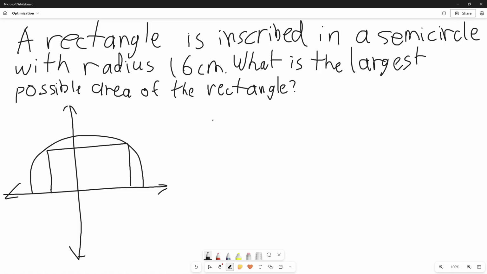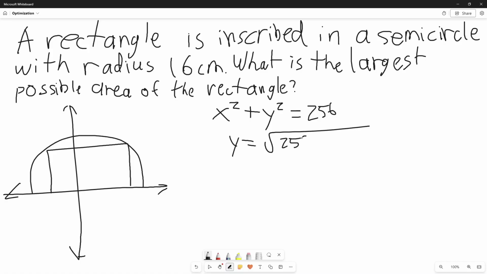First, let's write an equation for our semicircle, and the equation for a circle is going to be x squared plus y squared is equal to 16 squared, or 256, because the radius is 16, and y is going to be equal to the square root of 256 minus x squared. And it's not going to be positive or negative because since this is a semicircle, all the values of y are going to be positive. So just this.